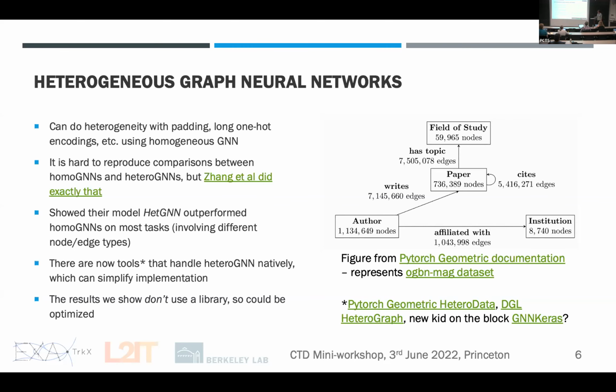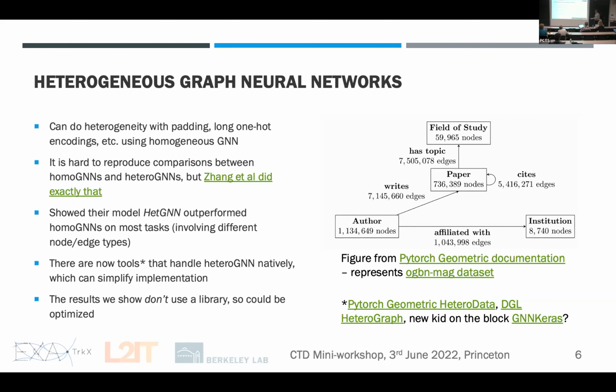So as I said, you can do this with padding, very, very long one hot encodings and so on. And in this way, you would use a homogeneous GNN. And as such, it's been traditionally a bit hard to compare the performance of heterogeneous GNNs with homogeneous GNNs because there's more than one way to skin a cat. But this paper by Zhang et al. did a very rigorous comparison of encoding heterogeneous information as long vectors and using homogeneous GNNs.